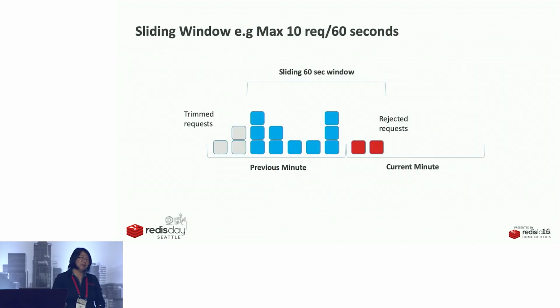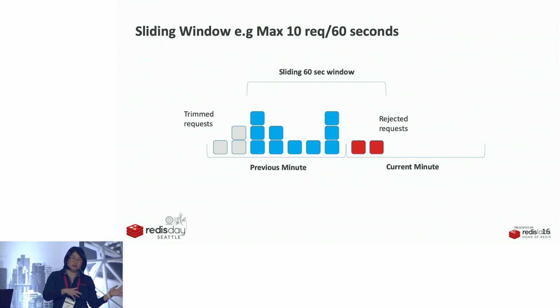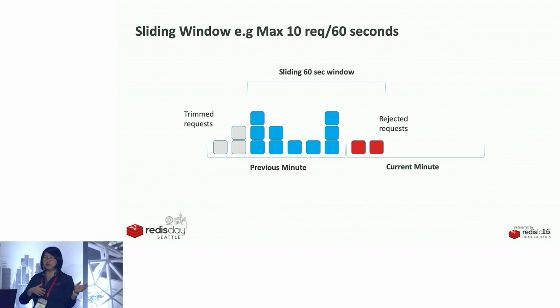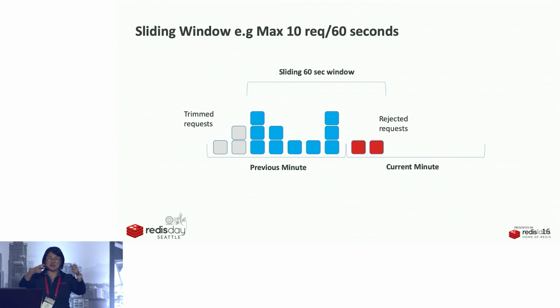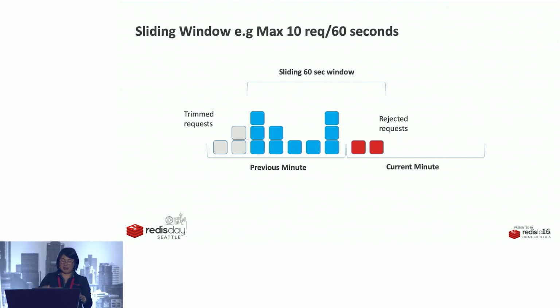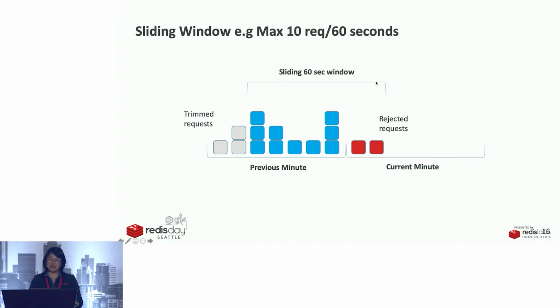So if I don't want that bursty behavior, you may want to consider more of a sliding window, right? Rather than being tied to a certain fixed window, minute 1, minute 2, minute 3, I want to be able to shift my window so that at any one point in time, the window is always moving.